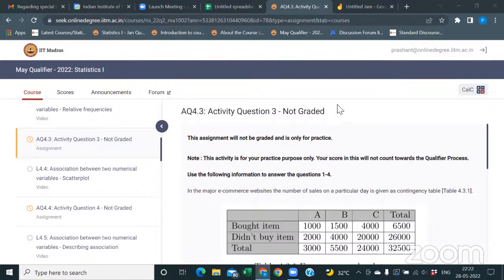Roshan, there is background disturbance from your side. You have to calculate the IQR of this data, right? Kindly write on the chat. There is a lot of disturbance.